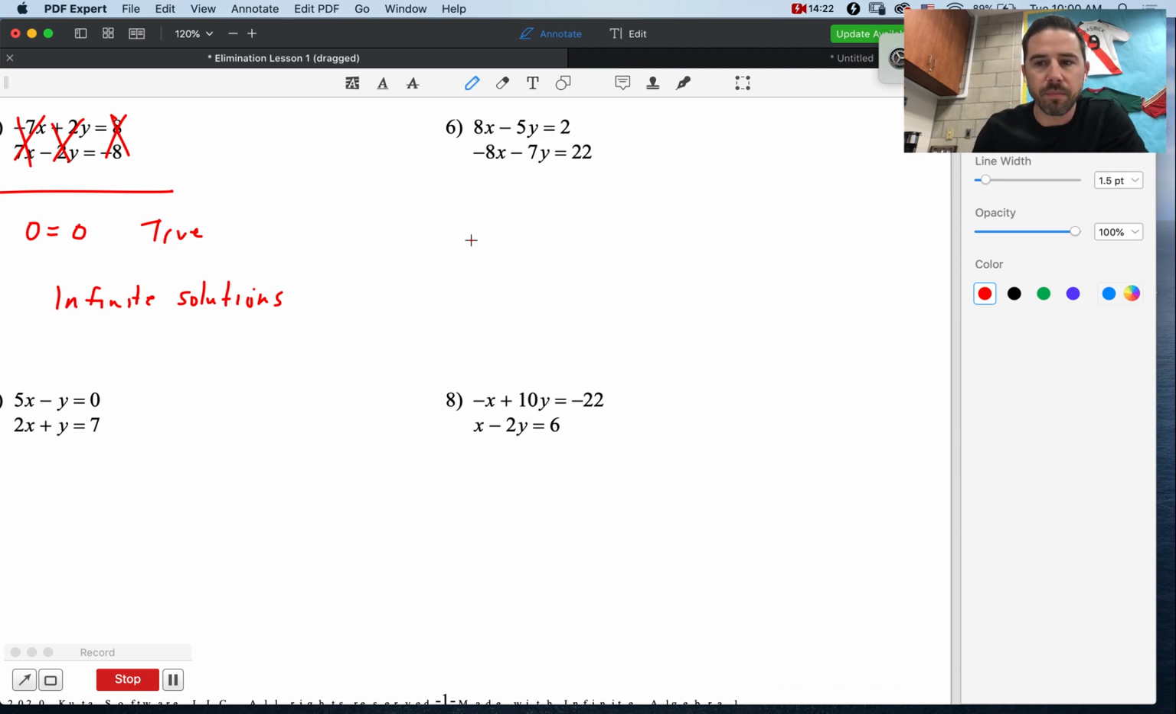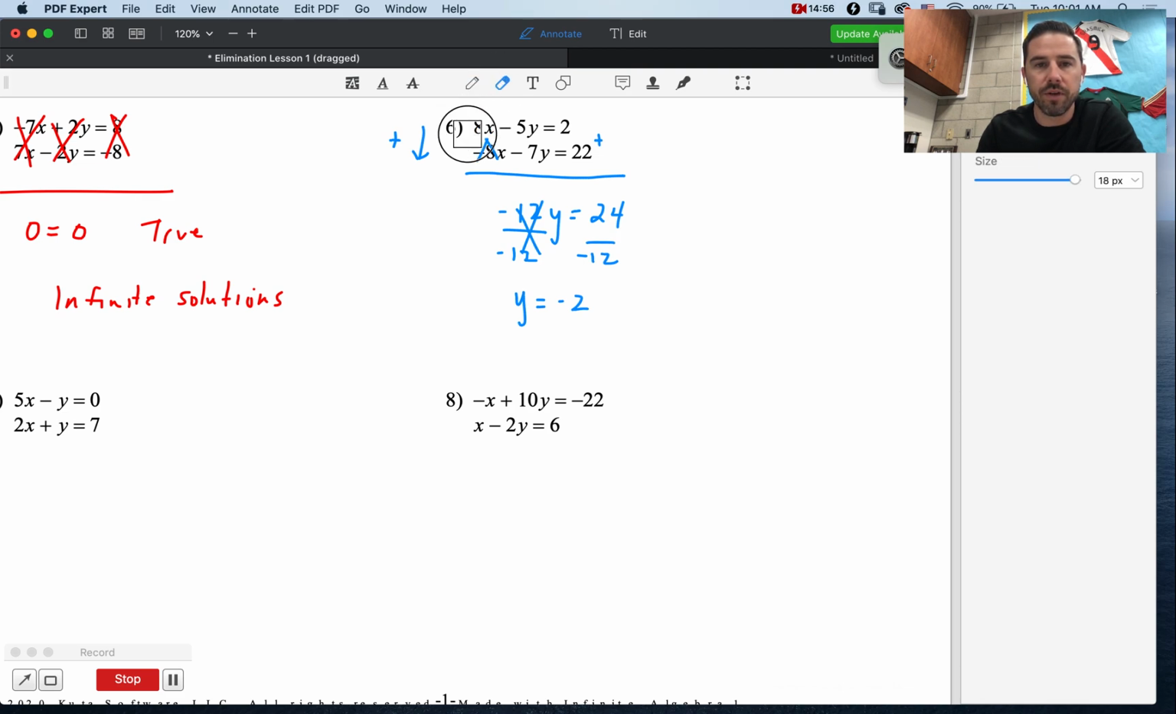All right, let's get it. All right, so let's go ahead and add straight up and down. +8 and a -8, when you add them, are going to cancel. -5y plus -7y is -12y. And when you add 2 plus 22, you get 24. Divide -12, divide -12, and y equals -2. We're happy about that.